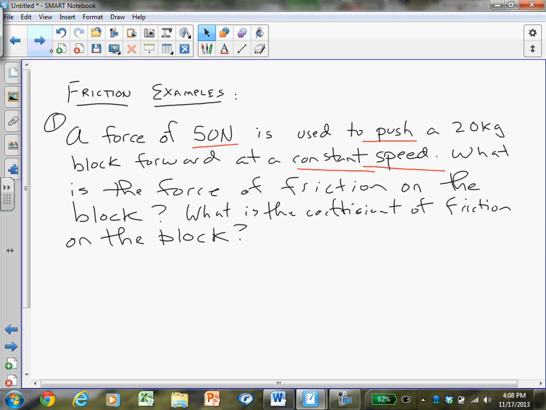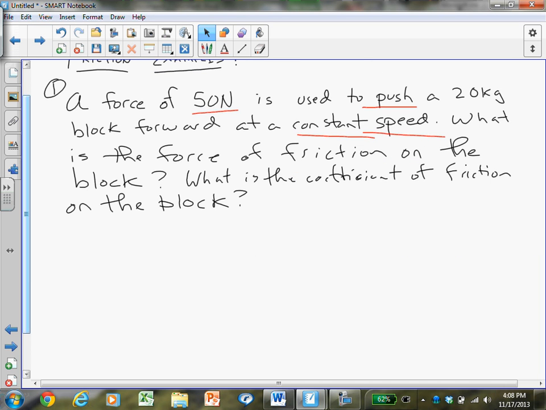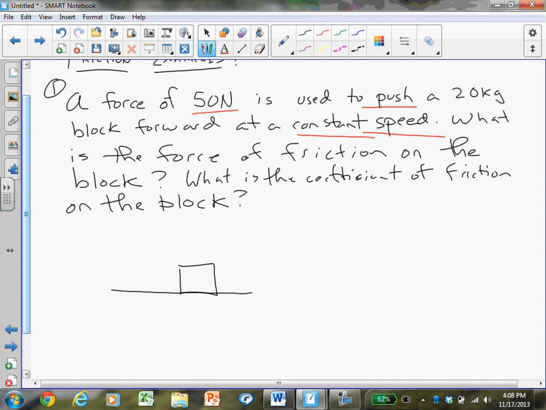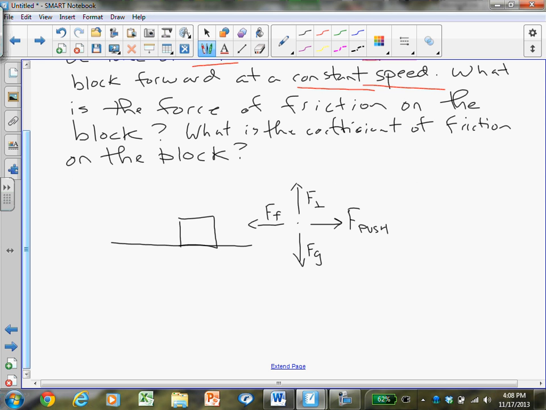Here's a friction example. A force of 50 newtons is used to push a 20 kilogram block forward at constant speed. So in that case, there's our block. We have F perpendicular and Fg, and we have the push force and the friction force. And now we can go ahead and calculate the coefficient of friction.